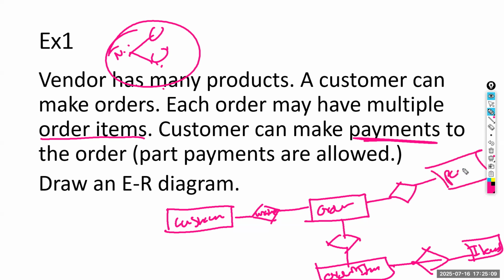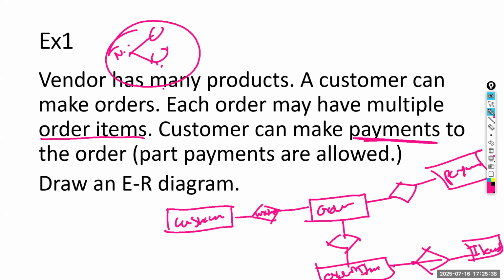Payment. Of course, you don't do the payment item by item. You pay for the bill. But if you connect it to customer, I'm also okay with that. Maybe then the restaurant is interested in who did the payment also. But usually the restaurant is interested in whether this order is paid or not. So these are my relationships.